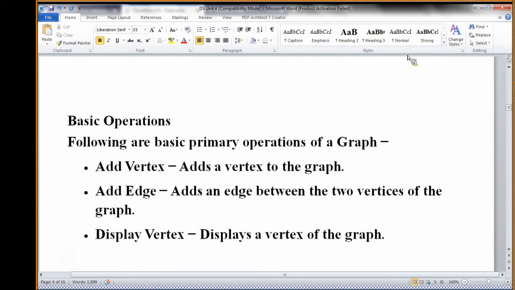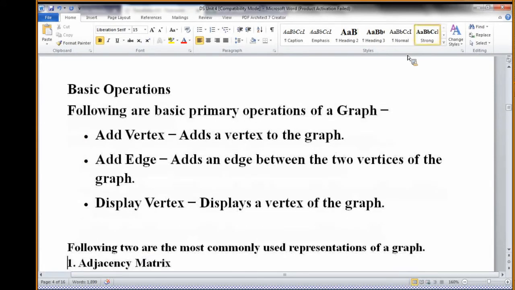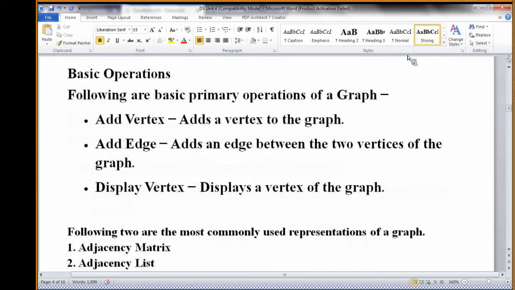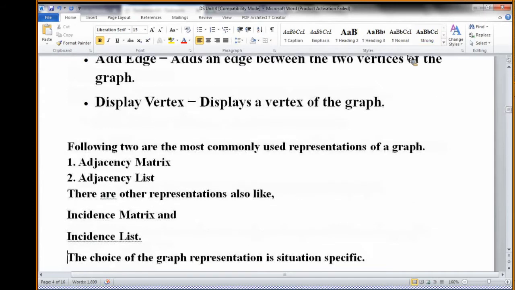When you are writing a program with graphs, there are basic operations: add vertex, add edge, and display vertex. While adding the vertex, you have to write the program, and for edges, they are between two vertices. If you want to display the vertex, you display the particular node information. These are the main basic operations. There is also an ADT, which we will see in the next class.